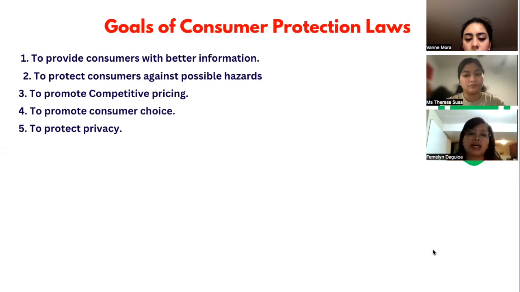So, fifth is to protect privacy, wherein this goal ensures that businesses do not misuse or mishandle personal information. So, for example, a company must inform you about how it will use your data before you share personal details when making a purchase. So next slide, please.